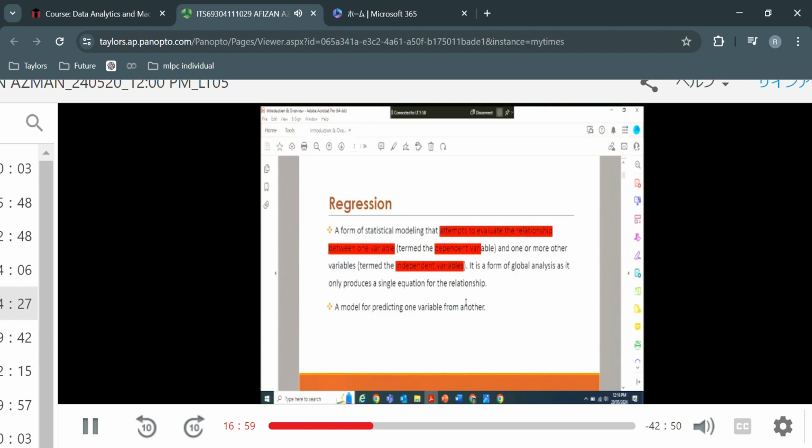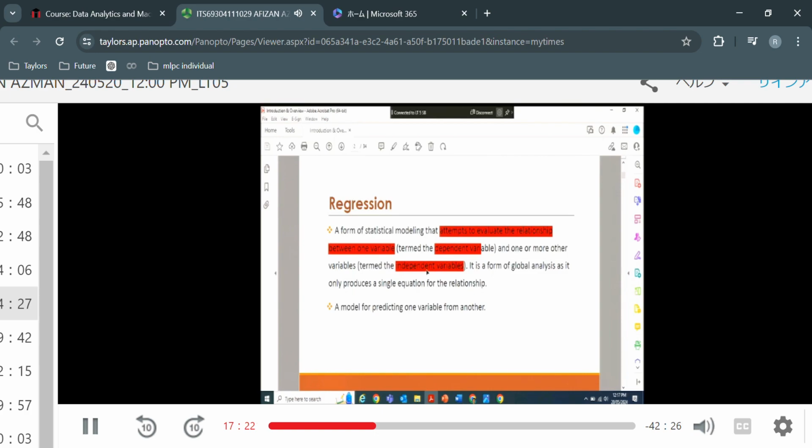So basically, regression is a form of statistical modeling. Of course, every machine learning algorithm that we use is based on statistical modeling. It attempts to evaluate the relationship between one variable, called the dependent variable, and another variable, called the independent variable, which is y equals mx plus c. You want to see the relationship between these two variables.